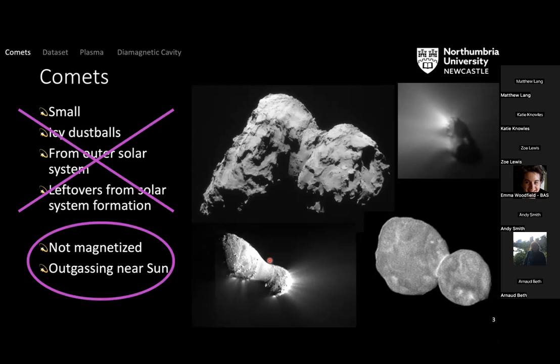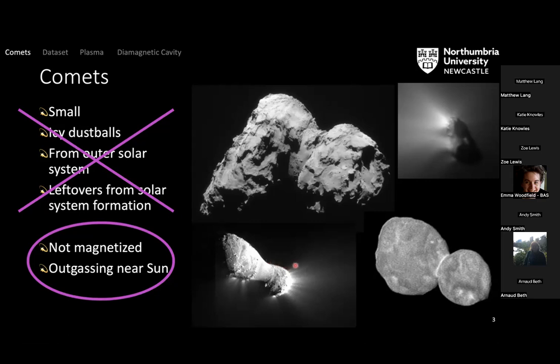We're going to focus on the properties below, which is that they're not magnetized, which again helps with models for solar system formation. But to us, that just means that we don't have to deal with any magnetic fields that are produced by the comets. And really importantly, they're outgassing as they approach the sun, simply because there's ices that, as they get heated, they start to sublimate.